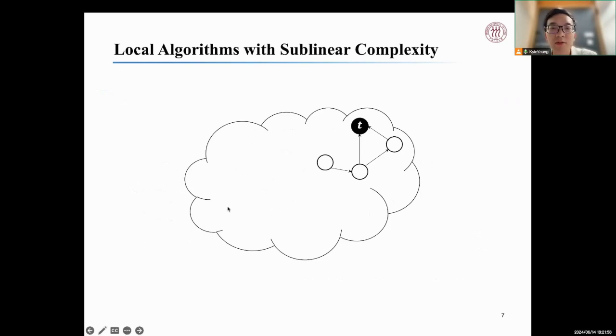And we also allow the algorithm to perform a jump operation, which returns a uniformly random node in the graph. So the algorithm may possibly jump to a node that is far away from t and also perform local explorations from this node.